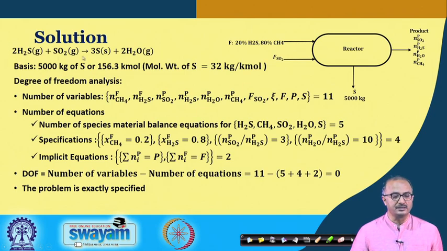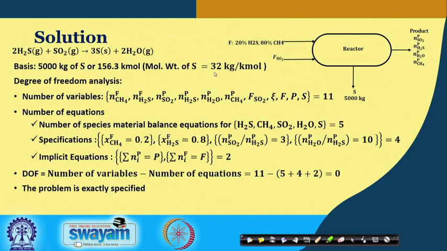After writing the reaction, we take the basis as 5000 kg of sulfur, and we convert this into moles because all the reaction calculations are done based on moles, as we have learnt in our earlier lecture. We know that the molecular weight of sulfur is 32 kg per kilomole. So we simply divide this 5000 kg by 32 kg per kilomole and we get this many moles of sulfur.